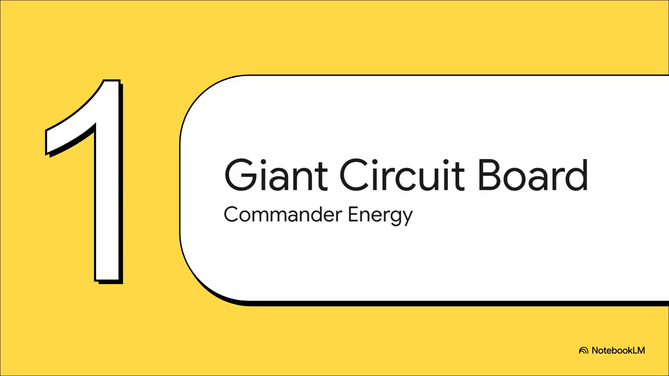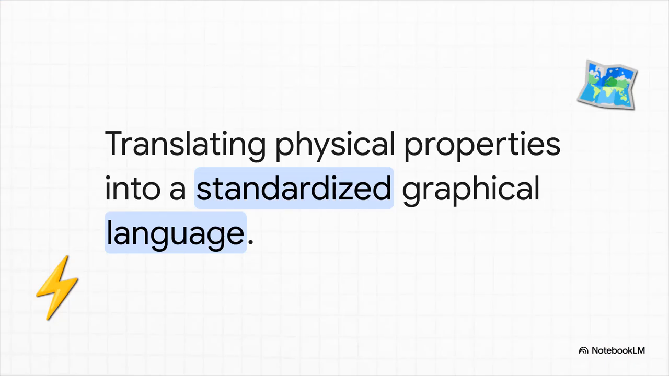All right, let's kick things off. Enter the circuit board, a microscopic journey. So in the source material we're exploring today, we follow a fictional protagonist named Commander Energy. Just imagine stepping right alongside them, shrinking way down, and literally walking inside a giant circuit board. Our core mission here isn't just to gawk at the invisible forces, though that's pretty cool, but to figure out how to map these real-world electrical properties into a standardized graphical language. And that is exactly what an electrical bond graph does. It translates the messy physical world into this universal visual language for engineers.